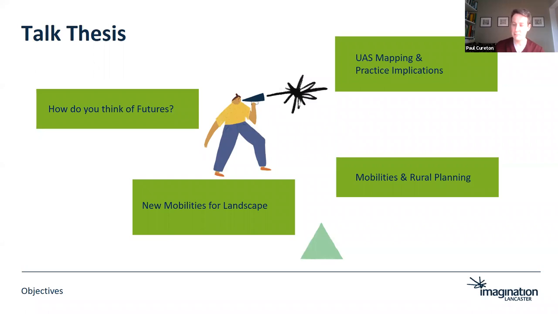UAS is the term I use, and I'll say why I do. And the new mapping and practice implications that drones can bring, which I think is really refreshing to landscape representation and practice and implementation as well. I'd also like us to consider the mobilities and relationship with rural planning, because there are some exciting things happening here in terms of these general futures. So overall, we're going to think about futures, some of the new mobilities for landscape, some mapping and practice implications, and the potentials for mobilities and rural planning.